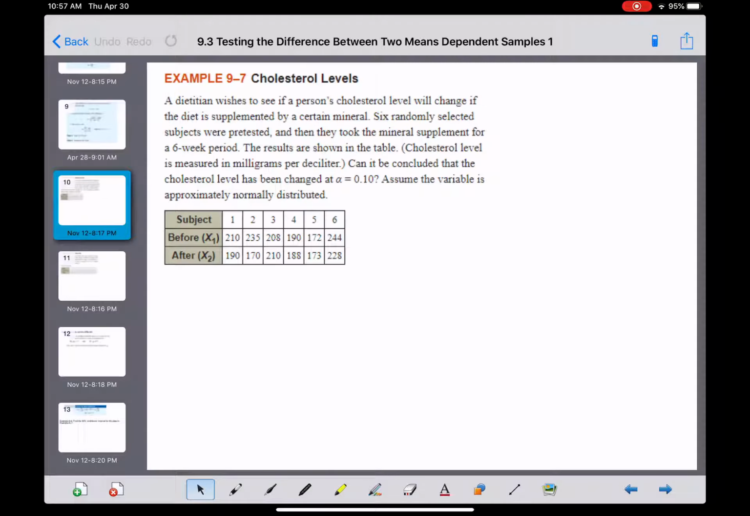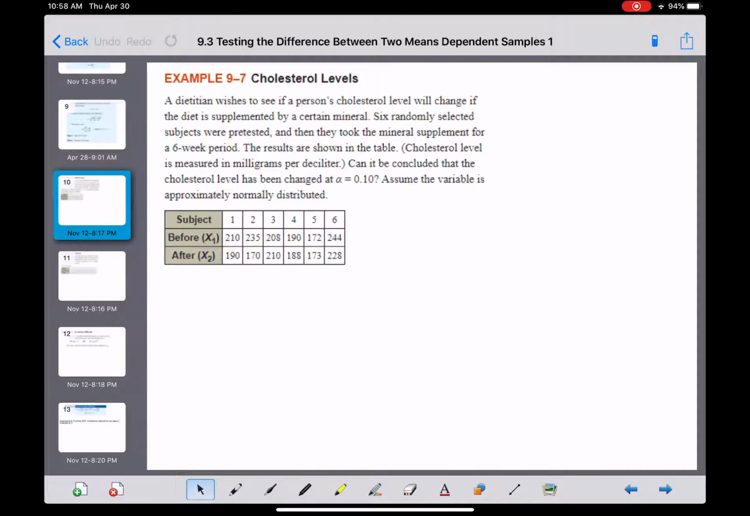Okay, so we're going to do example 9.7, cholesterol levels. A dietitian wishes to see if a person's cholesterol level will change if the diet is supplemented by a certain mineral. 6 randomly selected subjects were pre-tested and they took mineral supplements for a 6-week period. The results are shown in the table. Cholesterol level is measured in milligrams per deciliter. Can it be concluded that the cholesterol level has been changed at alpha equals 0.10?